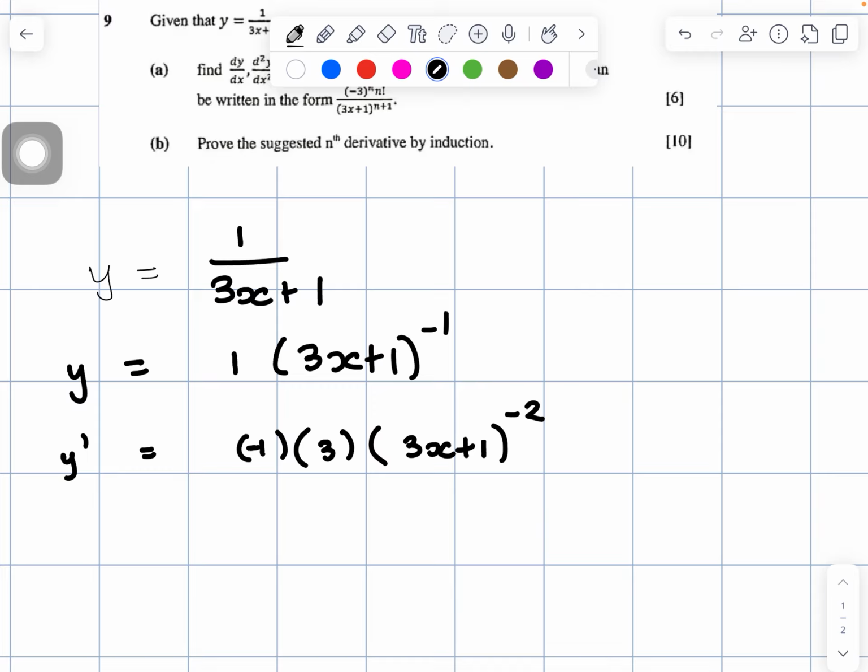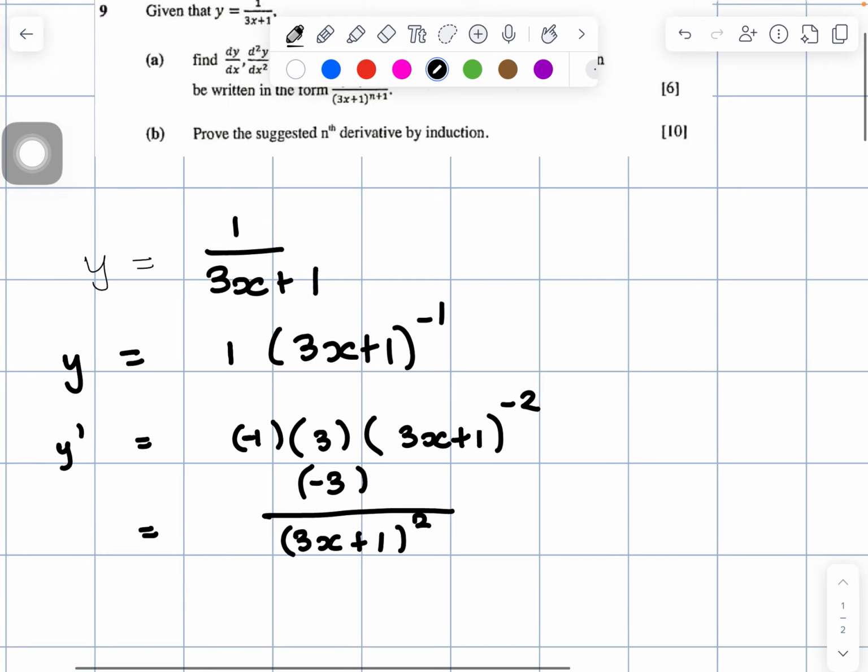So the next stage, we want to express this in the given form. Minus 1 times 3 is minus 3. Maybe let me first express it in this form: minus 3 over (3x plus 1) to the power 2.